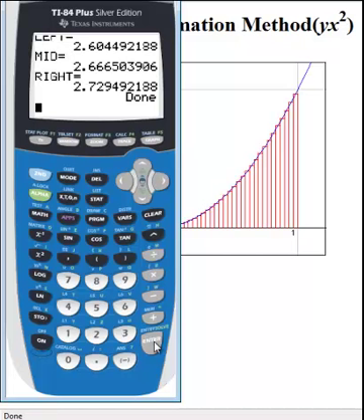Now, what I want you to notice about the left sum, the midpoint sum, and the right sum, or these approximations, is that the larger the number of subintervals you have, the closer those 3 numbers are to being the same. And they're all 3 getting closer to being the same because they're all 3 getting closer to being the exact area under the curve.